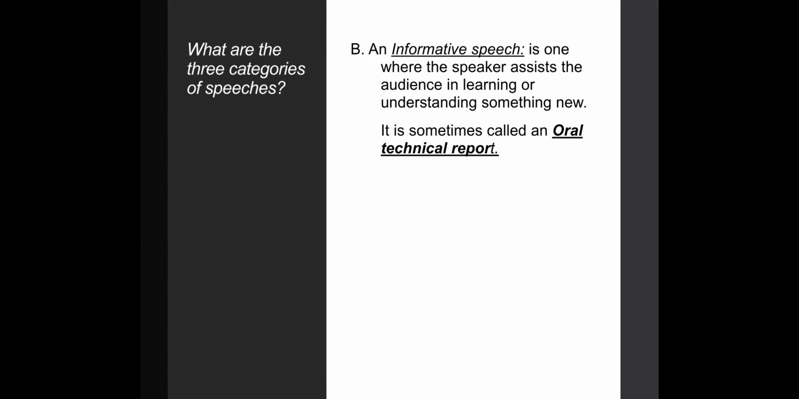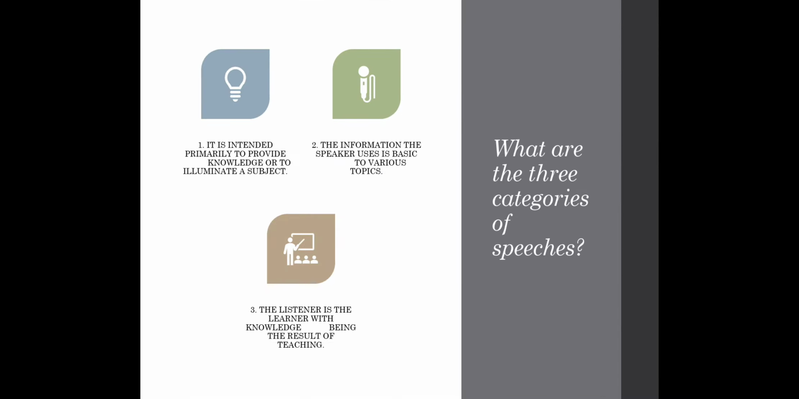So the next category is informative, and that's one where the speaker assists the audience in learning or understanding something new, sometimes called an oral technical report. That's what teachers do. We're always informative speaking, trying to teach. Trying to get you informed. So it's intended primarily to provide knowledge or illuminate a subject. The information the speaker uses is basic to various topics, and the listener is the learner, with the knowledge being the result of teaching.